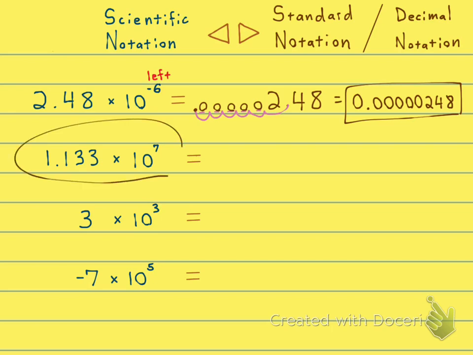All right, next up, 1.133 times 10 to the 7th power. Since this is a positive exponent, we are going to move the decimal to the right. So I'm going to take my 1.133 and move my decimal to the right 7 places. 1, 2, 3, 4, 5, 6, 7. And in every one of these spaces, I'm going to put a 0.